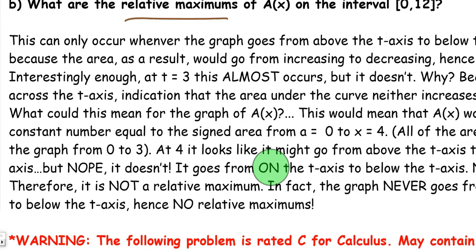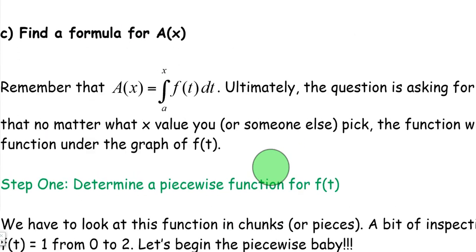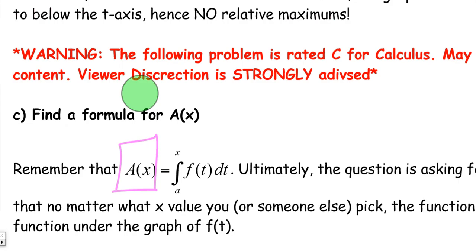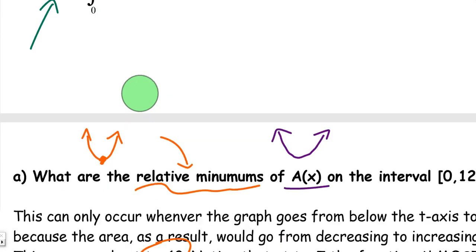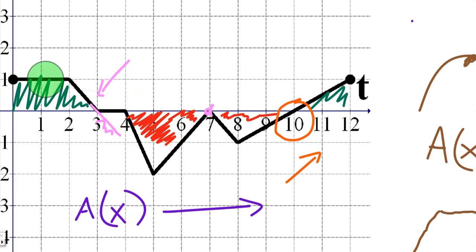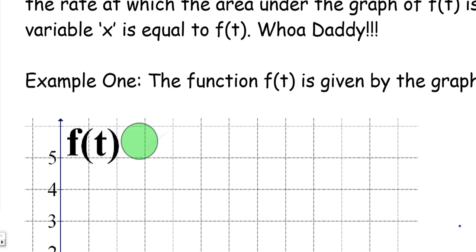What this question is asking, for example, our part C, is find a formula for A of x. Find a formula for the area under the graph of f of t from a to x, which is A of x. We want a formula for that. But before we can do that, note that we are going to need a formula for f of t. And right now, we don't have a formula, we just have a graph that zigzags. So how would we go about finding a formula for f of t?